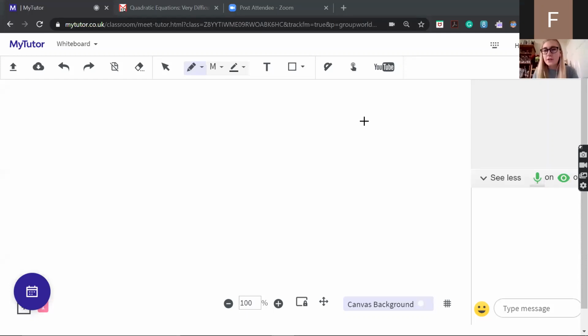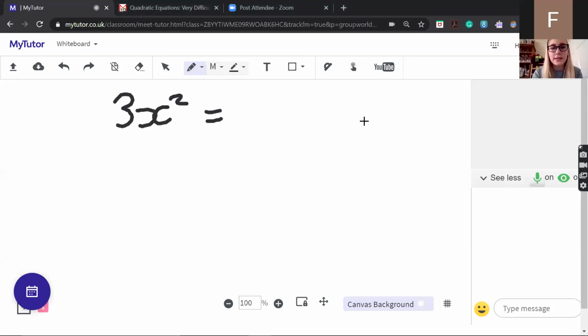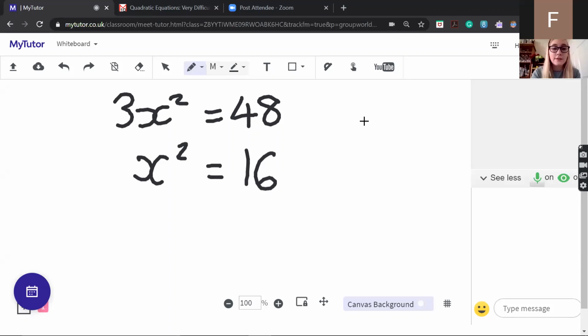So we'll jump straight in with just a quick recap from yesterday. So basically about how to solve basic quadratic equations and what those are. So if we have something like 3x squared equals 48, and then we want to make that left-hand side of the equation just equal to x squared. So to do this, we divide by 3. So x squared equals 16, dividing both sides by 3 here.